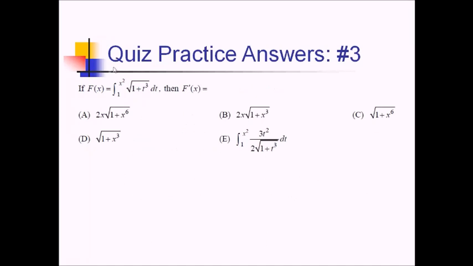On this problem, we're given this integral function from 1 to x squared of square root of 1 plus t cubed. We want the derivative. Since I'm taking the derivative of an integral with x squared as the upper limit, I'm just going to substitute this upper limit for the dummy variable and then multiply by the derivative of x squared. So we're going to end up with the square root of 1 plus x squared cubed times the derivative of x squared, which is 2x.